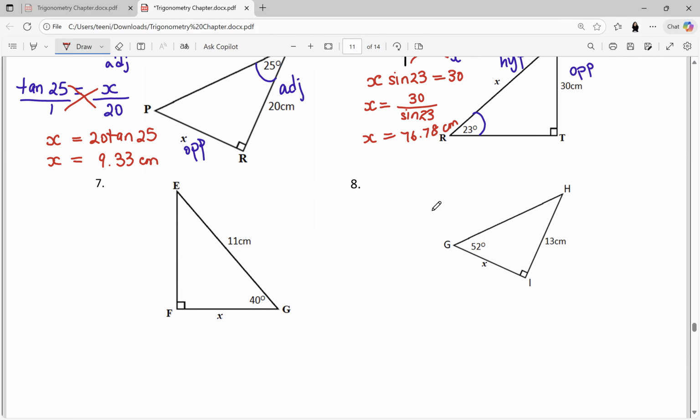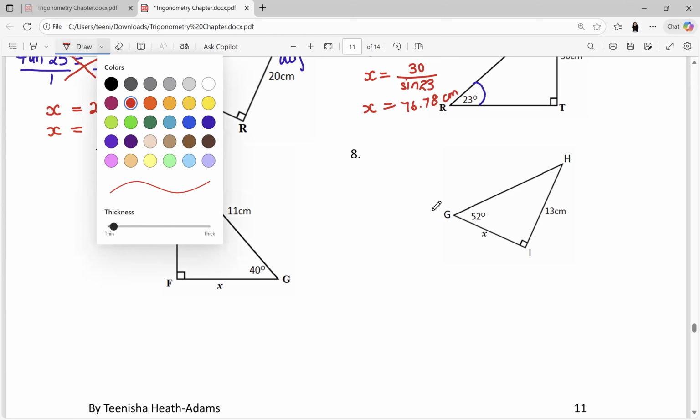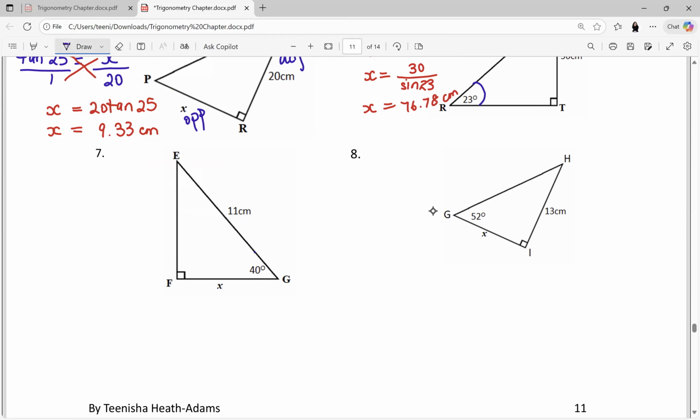In number 7, the angle of reference is here. It's 40 degrees. So the side marked 11 is the hypotenuse. That's opposite the right angle. And then the side adjacent to 40 degrees will be your adjacent side. The ratio that uses adjacent and hypotenuse is cosine. So we recall that the cos of an angle is equal to the adjacent side divided by the hypotenuse.